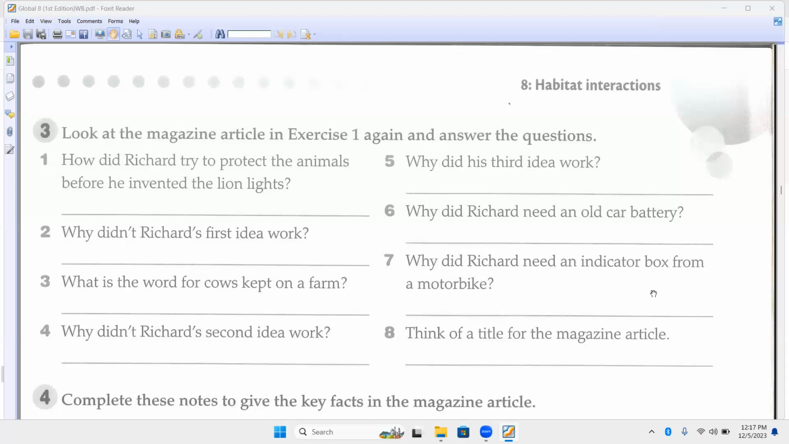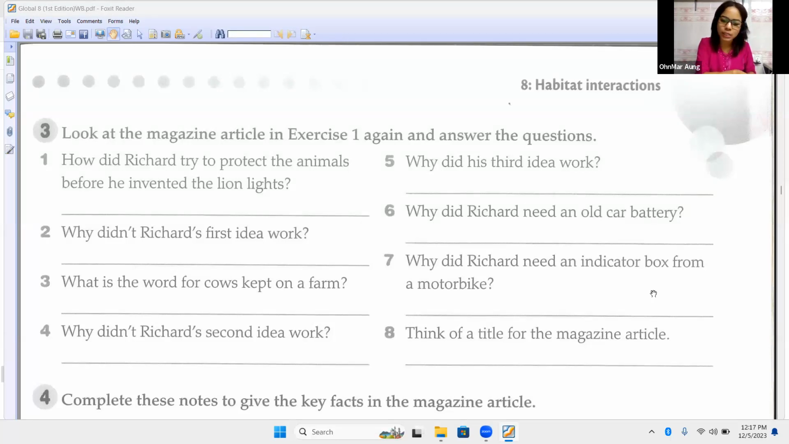In the second paragraph. Second column or first column? Second column. In the second column, you can see the indicator box. Third line, what does it say? The indicator box made the light flash on and off. Yes, correct. So, to make the lights flash on and off. You can say that way. So through the questions, you need to read carefully.